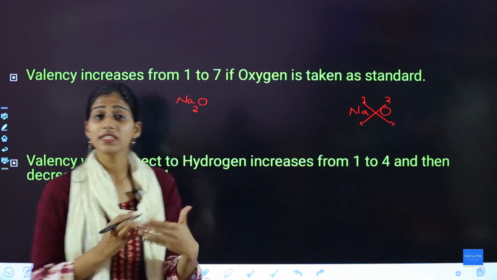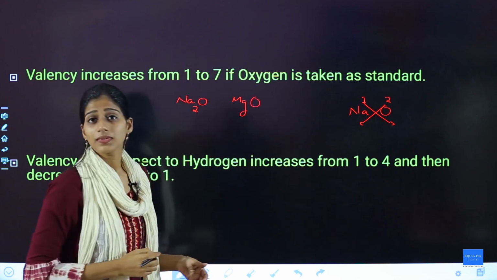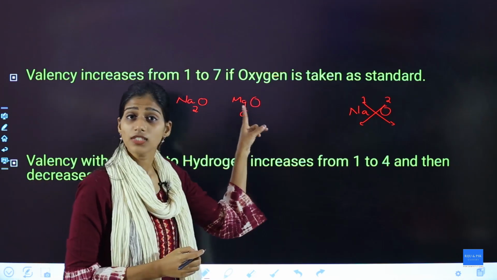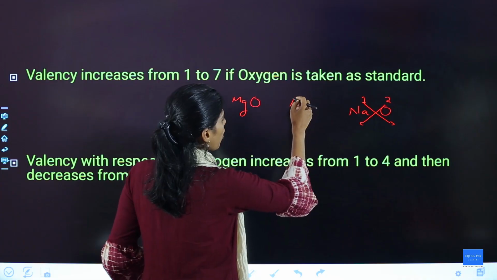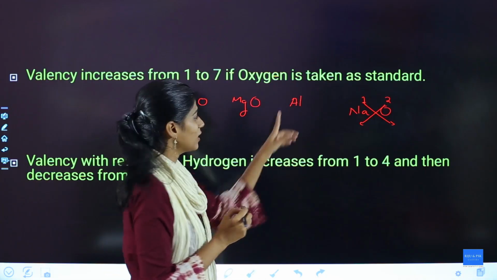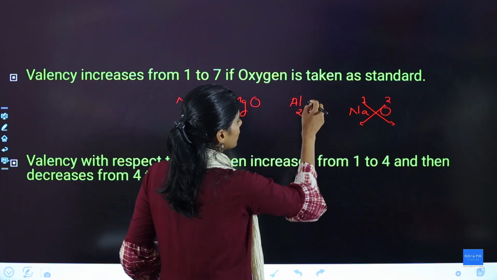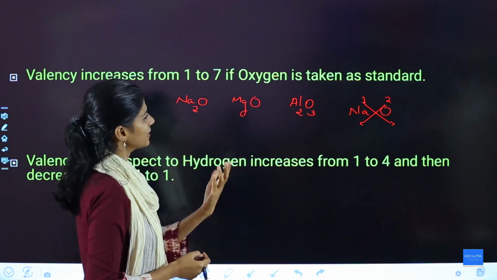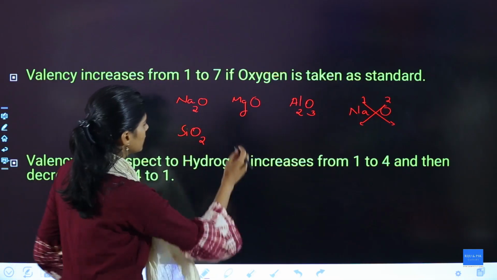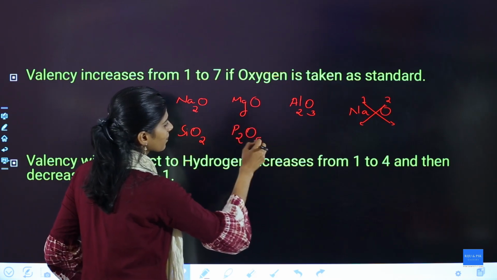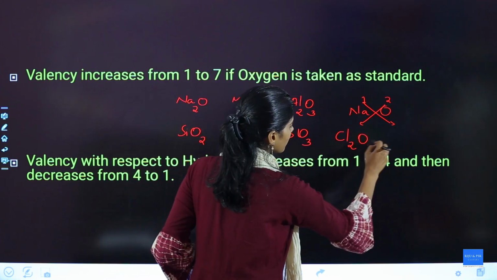When you consider the next one, magnesium oxide, it is MgO. Why, children? You have Mg2+ and O2-. Moving forward, you have aluminium. How will you write aluminium oxide? As aluminium has a valency of 3 and oxygen 2, you just cross interchange and you get Al2O3. The next element is silicon, which is SiO2. For phosphorus, you have P2O5. What about sulfur? This is SO3. Consider chlorine, you have Cl2O7.